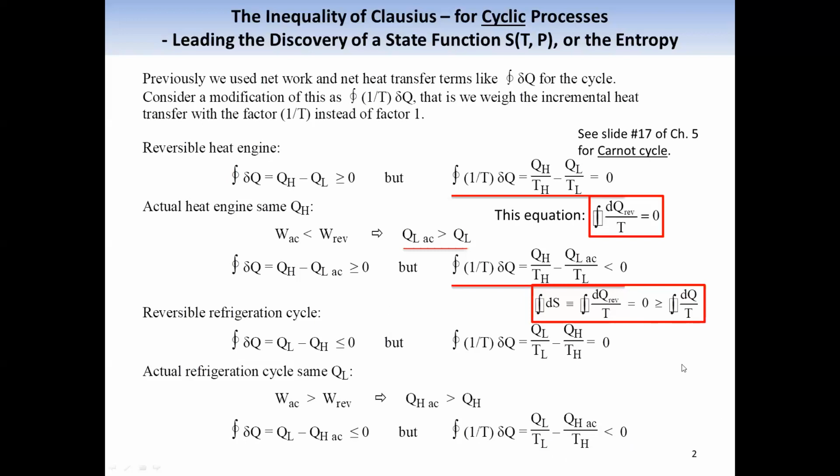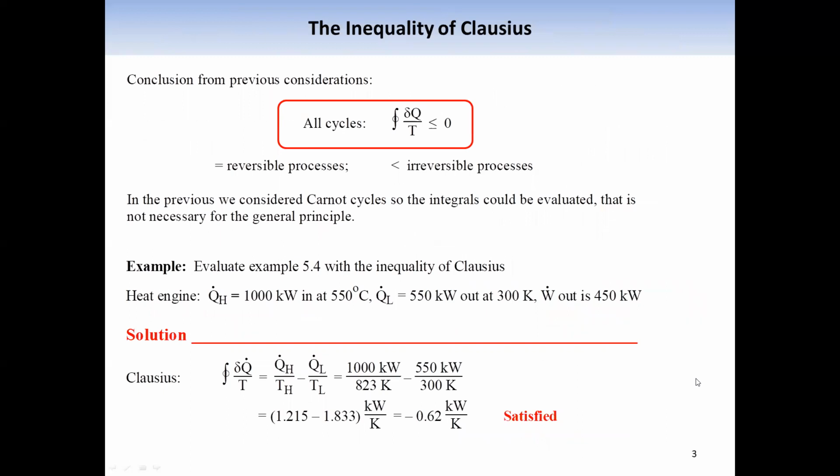Okay, once we understand the derivation of the inequality of Clausius, we put in here that the integral of dq over T in a cyclic process yields a number smaller than or equal to 0. And when it equals 0, it means the process is reversible.